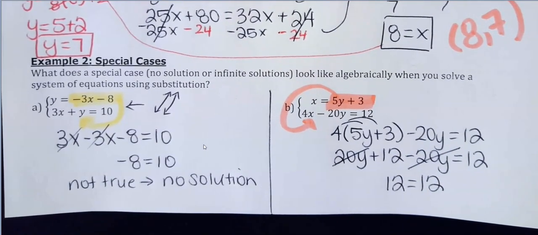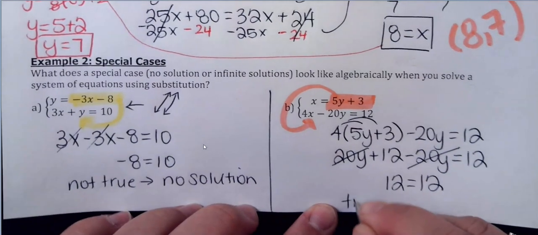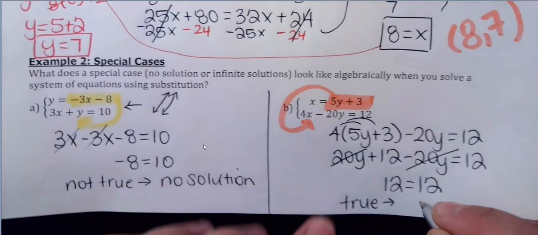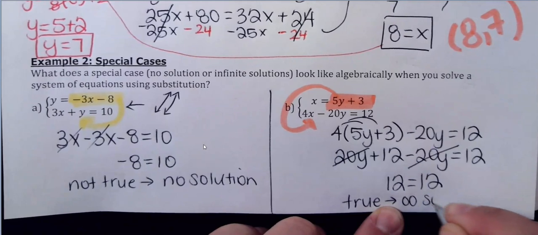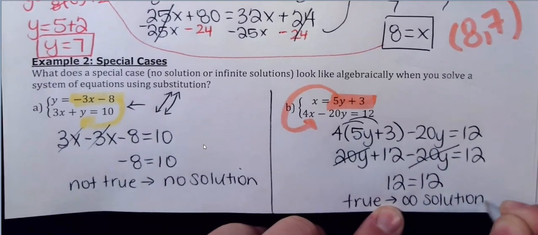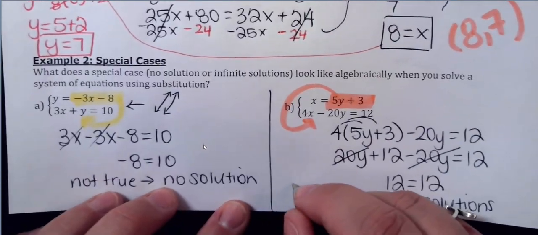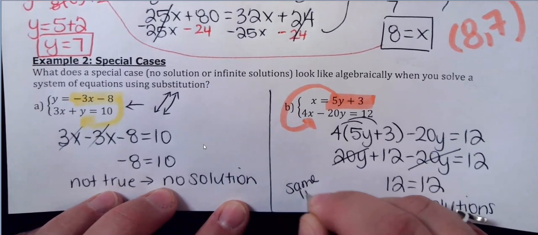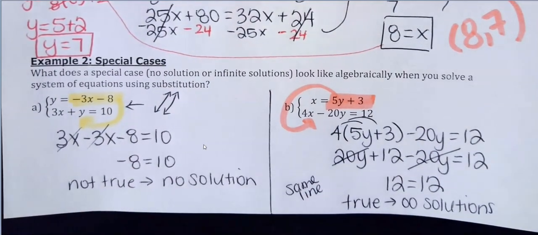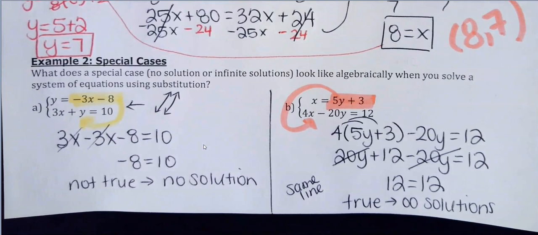What would my answer be if my variables are gone, but I've got something like that? This is infinite. If you end up with something that's true when you're solving a system, this is going to be the infinite solutions. That's not noticeable to me when I look at those equations, but those two equations both represent the exact same line.